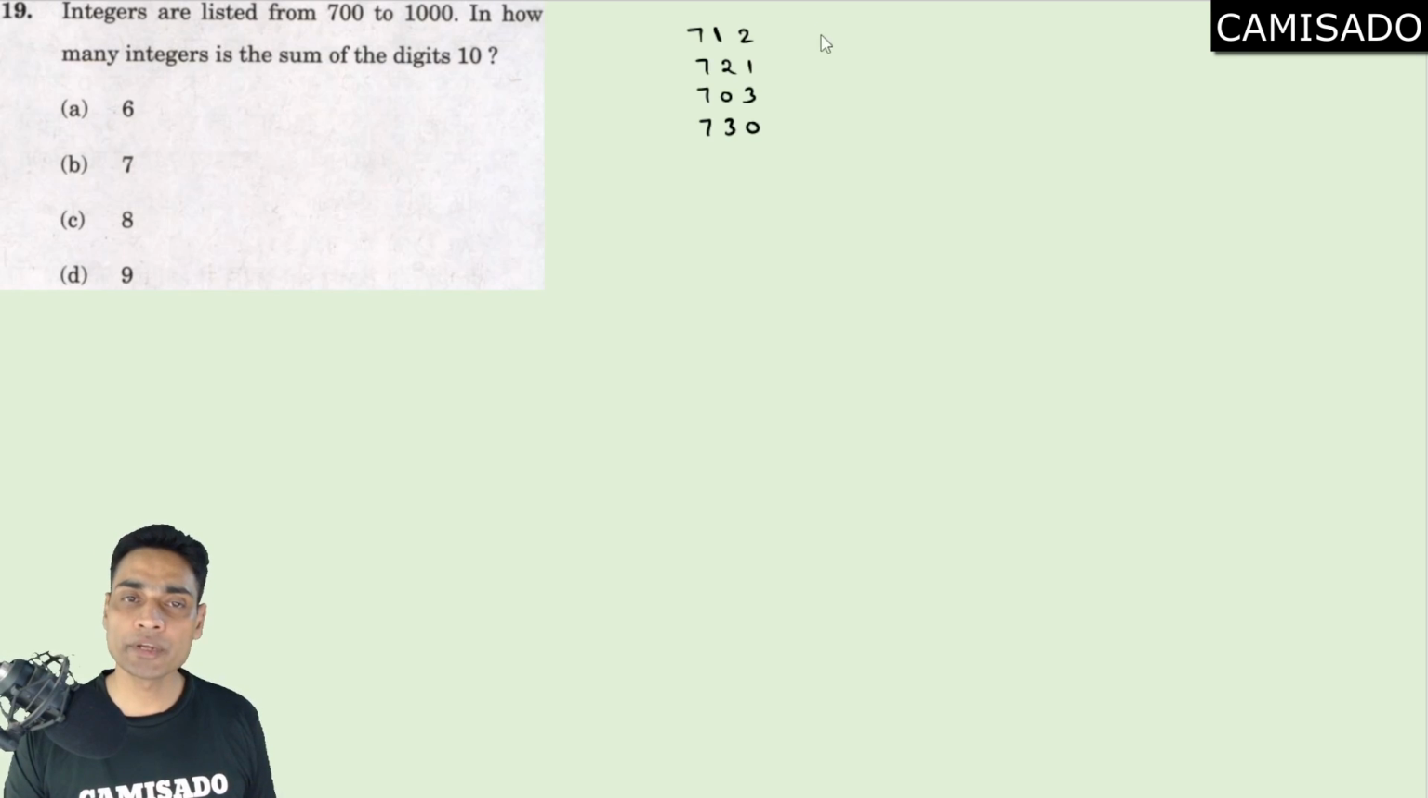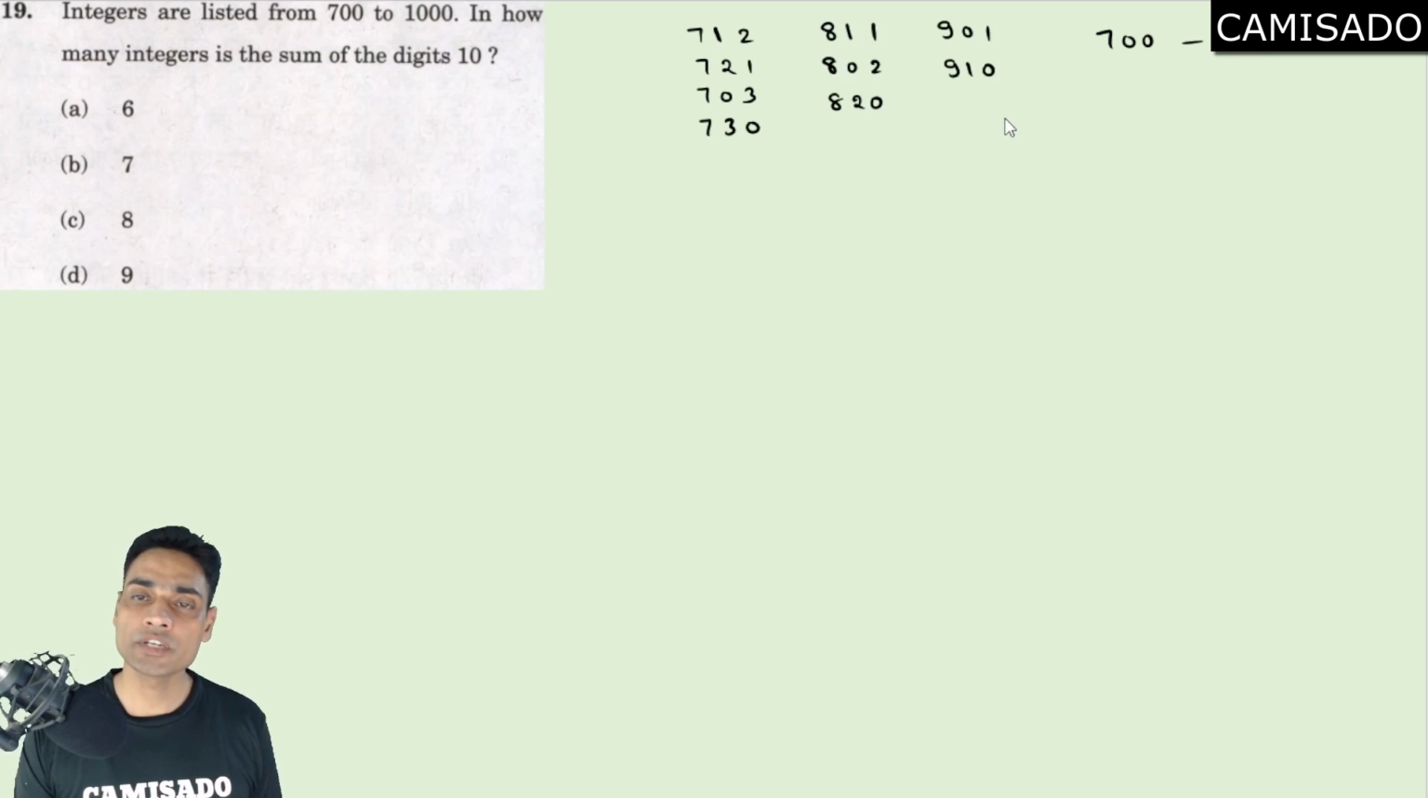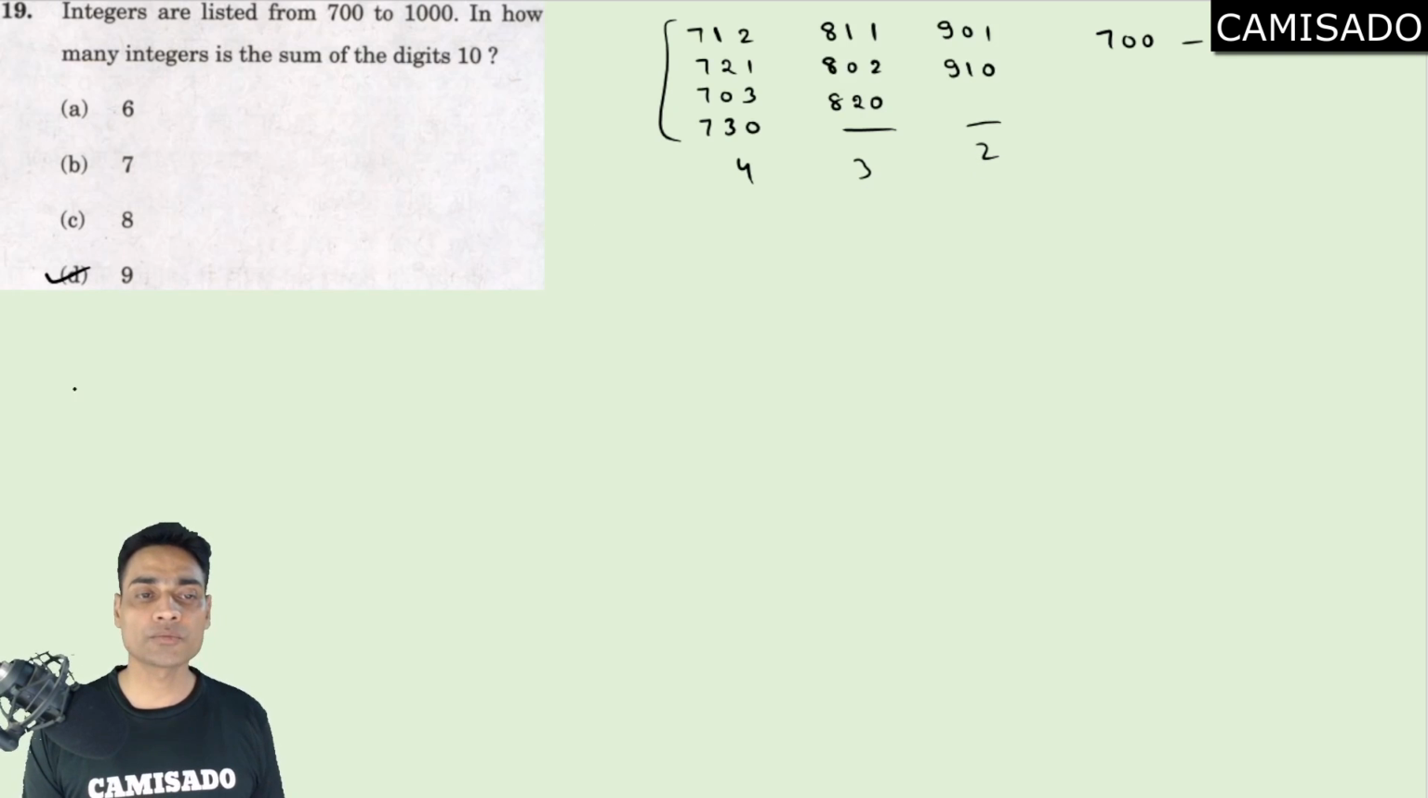Now the next part is from 8. So 8 plus 2 is 10. So 811, then 802 and 820. Then coming to the series of 900, so 901 and 910. So only these numbers are there from 700 to 1000 whose sum of digits is equal to 10. So overall the numbers are 4 here, 3 numbers here, 2 numbers here. 4 plus 3 is 7, 7 plus 2 is 9. So 9 will be the correct option in this particular case.